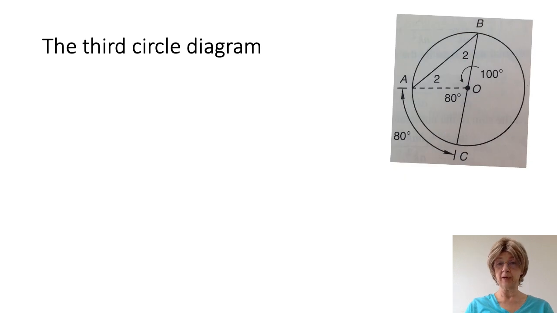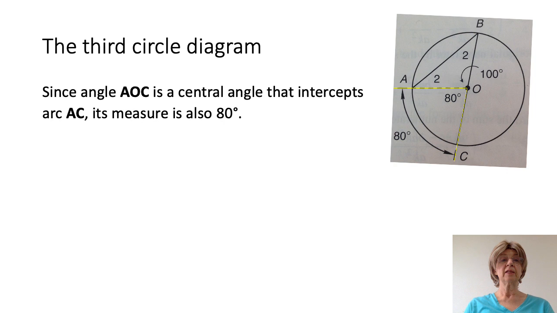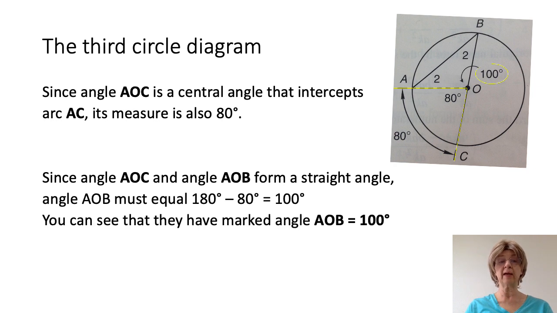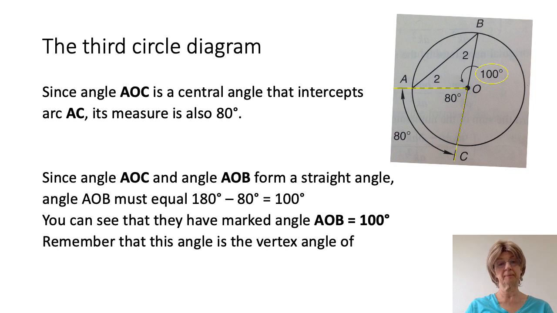The third circle diagram. Since angle AOC is a central angle that intercepts arc AC, its measure is also 80 degrees. Since angle AOC and angle AOB form a straight angle, angle AOB must equal 180 degrees minus 80 degrees, which equals 100 degrees. You can see that they have marked angle AOB as 100 degrees. Remember that this angle is the vertex angle of an isosceles triangle.